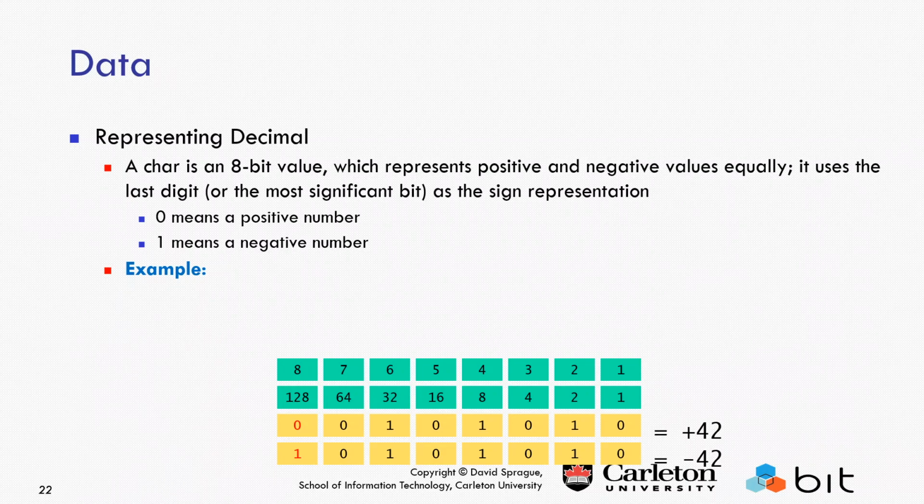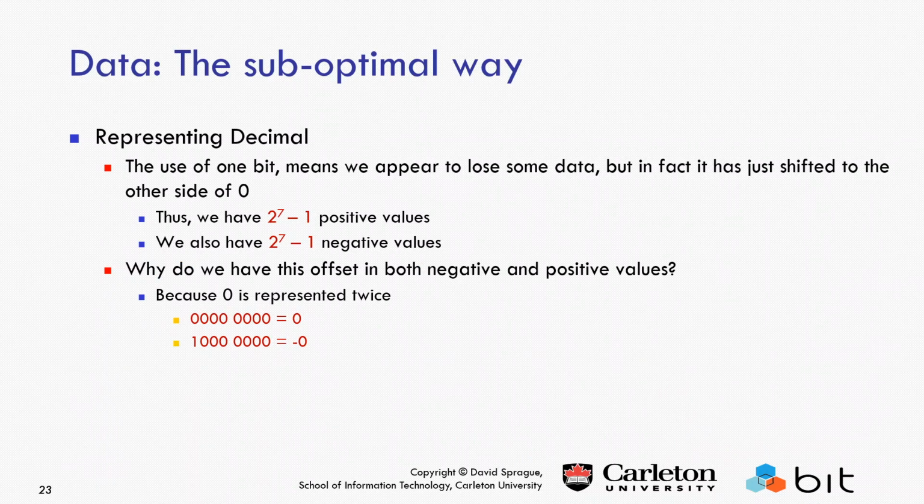So if I do a sign bit right here, these red numbers here, this would be positive 42 because I have a 0 there, and this is negative 42 because I have a 1 there. The 1 sign bit means it's negative, the 0 means it's positive. Great. Well, maybe not so great, because without that sign bit, I can normally represent 2 to the power of 8 possible values for 8 bits.